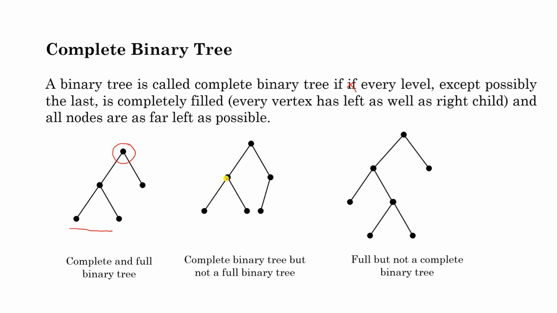And look at this one, except this last one, this second last level is completely filled and all these vertices are left as far as possible. So this is also a complete binary tree.